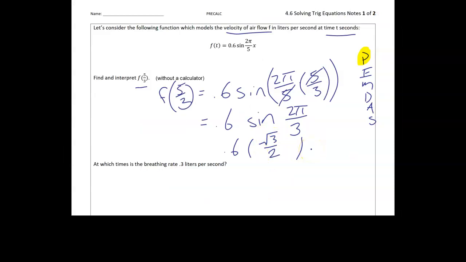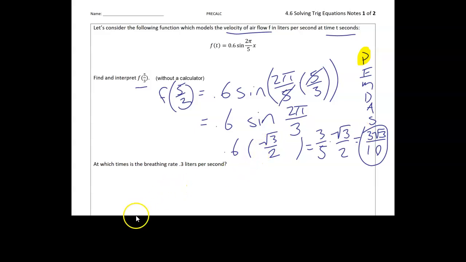Okay, and then I have this awkward thing where I have a 0.6 times a fraction. So I'm just going to rewrite 0.6 as 3 over 5 times root 3 over 2. And then I have 3 root 3 over 10 is equal to f of 5 over 3. So I did that all without a calculator. A couple things are challenging here. One is just multiplying fractions. And then the other thing is making sure you take the sine of the correct value. So anything inside the sine happens first.